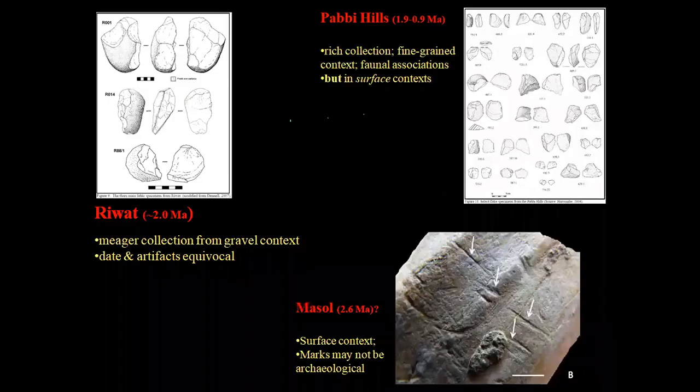Then the earliest stone tools reported from Shivaliks, we have things from Pakistan, and recently the site of Masol reported from near Chandigarh. We can see, besides the stone tools, which are ambiguous and not coming from excavations, on the bottom we have animal bone with possible cut marks. If those cut marks were made by humans, then it's possibly the oldest evidence of humans outside of Africa, 2.6 million years old. But it's again not clear cut, it's ambiguous, because these marks can be made by other processes also.